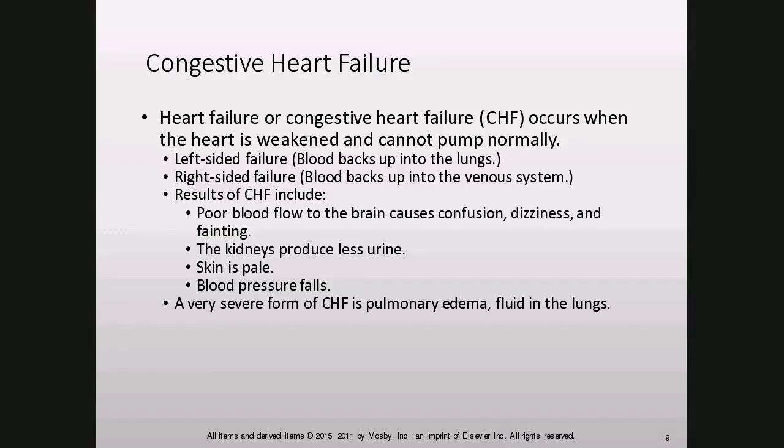Congestive heart failure is another type of heart condition. It's mainly known as CHF, but some people do say heart failure, but they're both the same. It basically occurs when the heart is weakened and it can't pump normally, okay? And there's left-sided failure or right-sided failure. In left-sided failure, the heart can't pump the blood normally, so it backs up into the lungs.